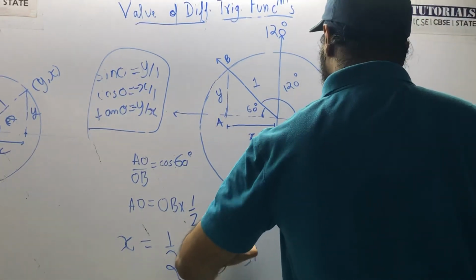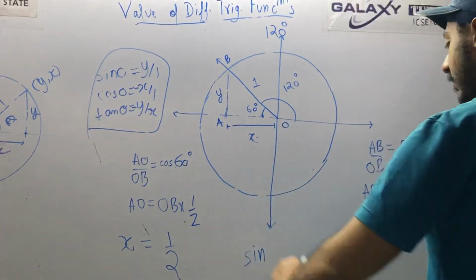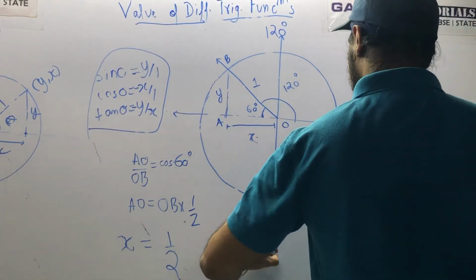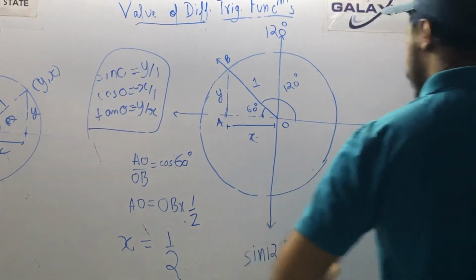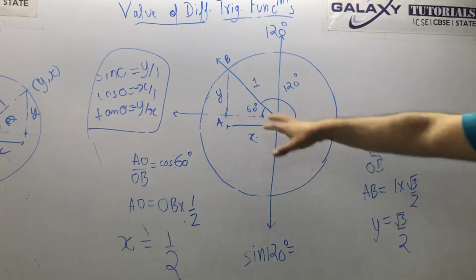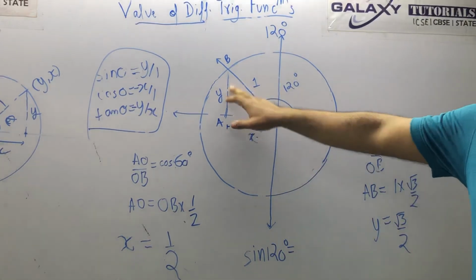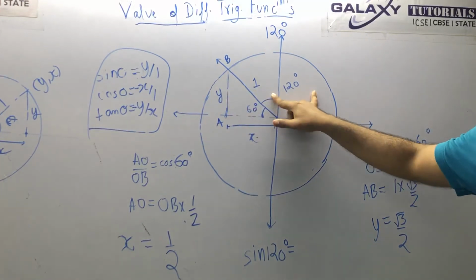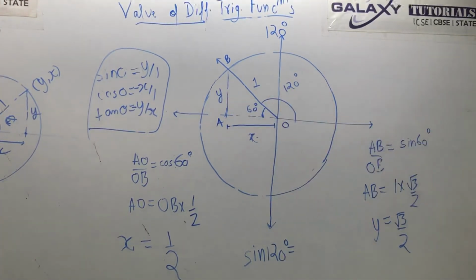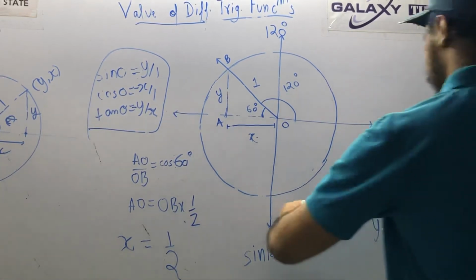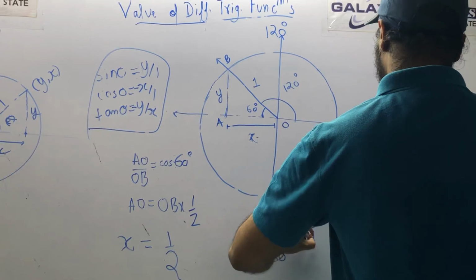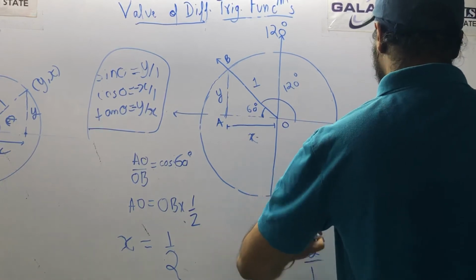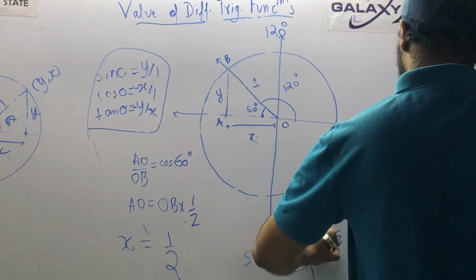Sin 120 will be equal to... Once you have found out the coterminal angle, the values that you find from this coterminal angle triangle will be equal to the values of this trigonometric function. So sin 120 will be how much? y upon 1. So y is how much? Root 3 by 2 upon 1. So it is root 3 by 2.